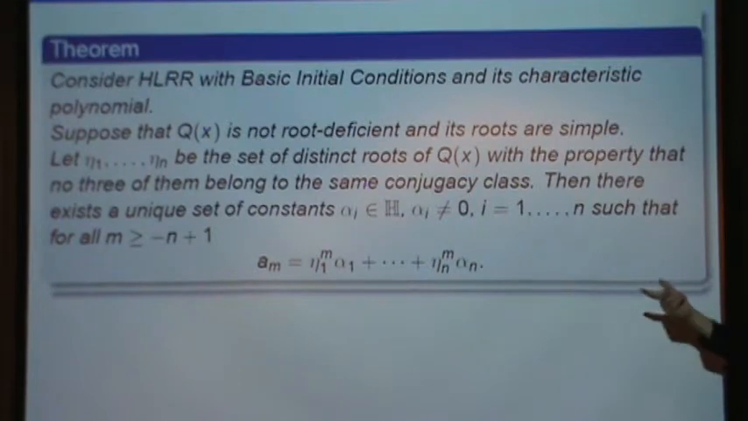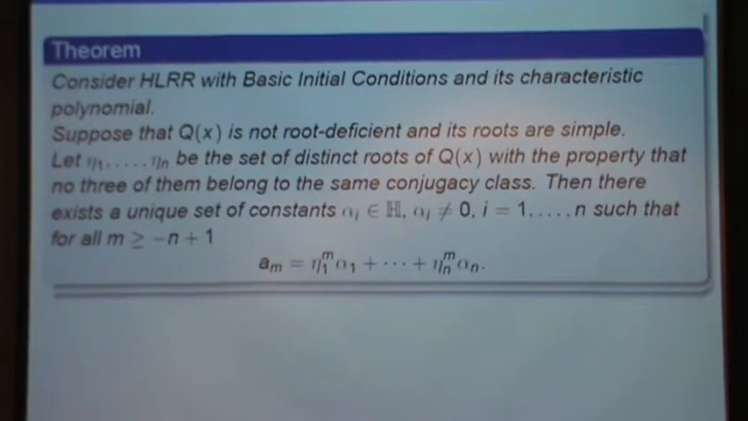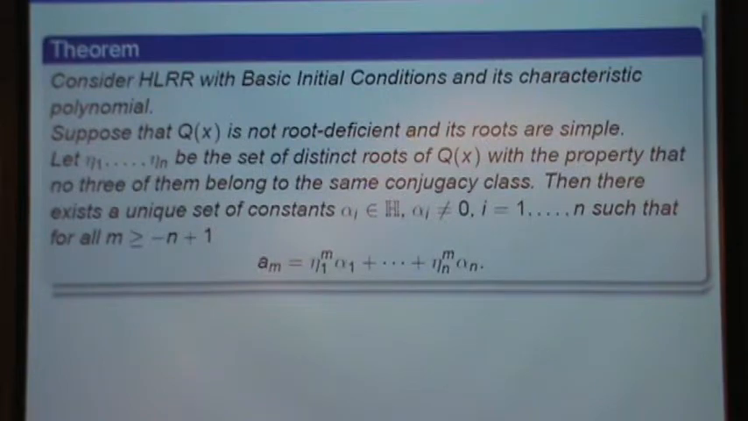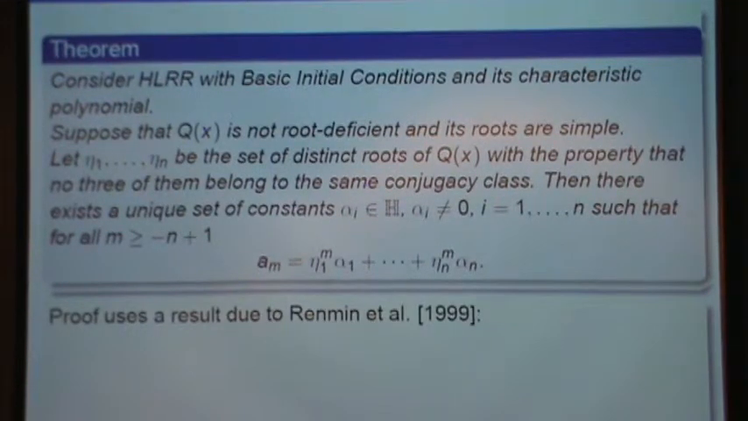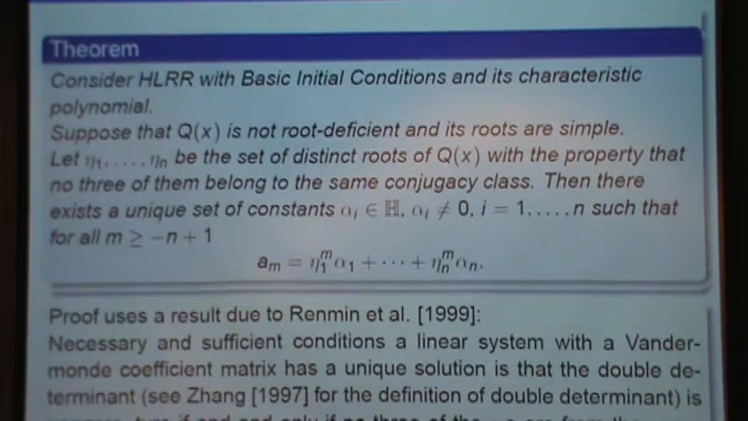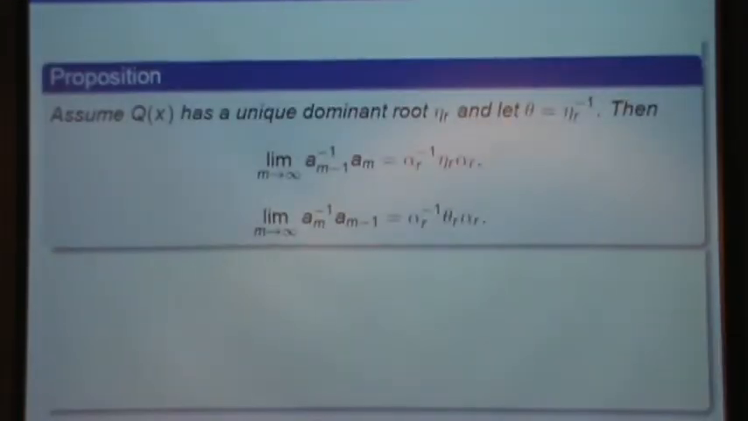Okay. I mean, we don't get this for free. It's not just saying, okay, we do it in the complex so we can get it in the quaternion case. And in fact, I ended up having to prove that. I discovered this nice result in 1999: a necessary and sufficient condition that a linear system with a van der Waals coefficient matrix has a unique solution is that the so-called double determinant is non-zero. And this is true if and only if no three of them belong to the same conjugacy class. So it's nice to have that characterization.